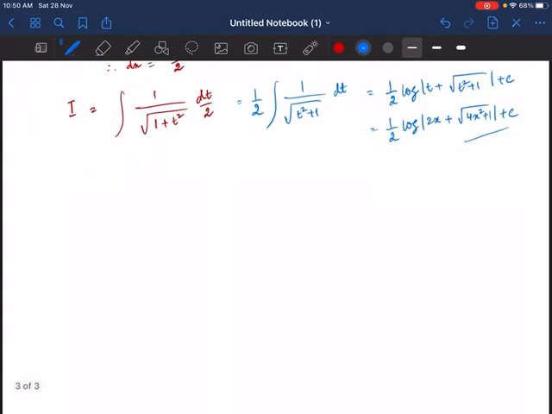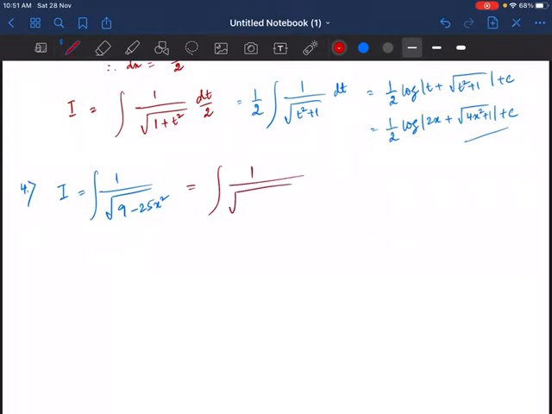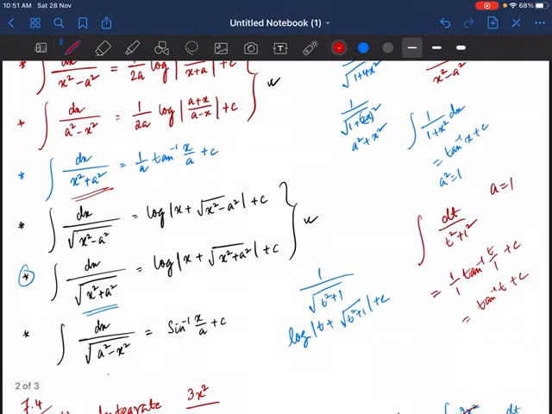Now let's try to do question number 4. Question number 4 is also similar, but let's do it. We have to integrate 1 divided by root over of 9 minus 25x square. So we are going to write this as integration of 1 divided by root over of, in place of 9 we can write 3 square, and in place of 25x square we can write 5x whole square. Now if you look at this, it looks similar to square root of a square minus x square, right?